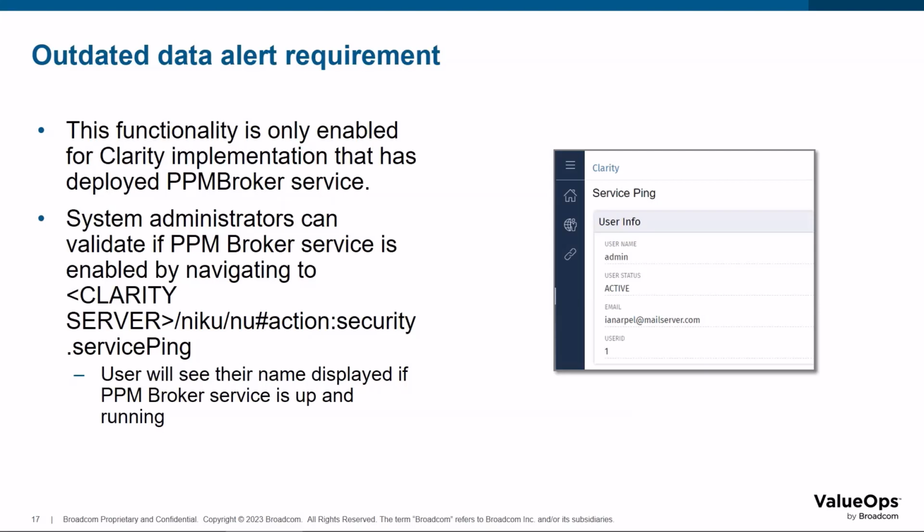A system administrator can validate if a PPM broker is up and running in their environment by navigating to the URL listed on the screen, which is niku/nu#/actions/security.service/ping. When the user accesses that URL, the user should see the username and their user status, and if the information is received correctly, then that means the PPM broker is up and running. If that information is incorrect for that specific user or they get an error, that means the PPM broker is not running. They should work with the system administrators to have the PPM broker configured and run correctly.